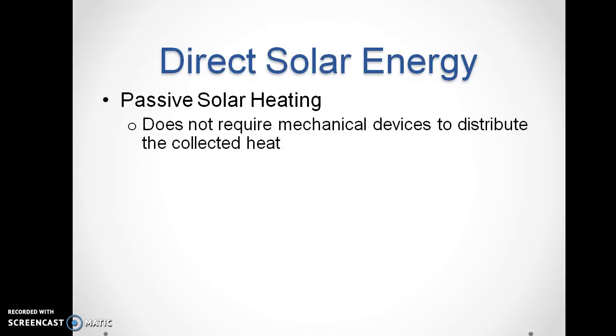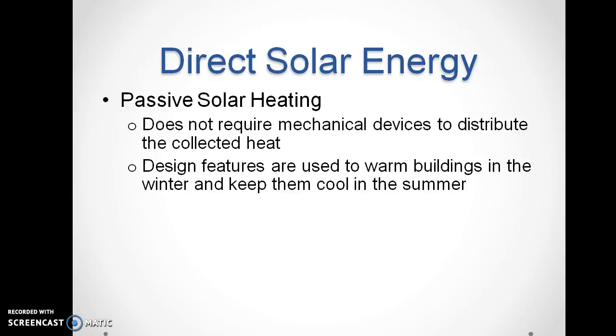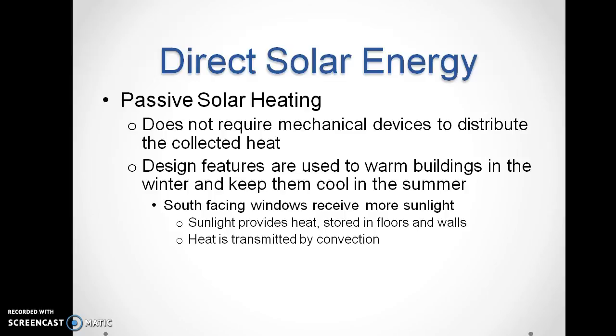The other thing I want to talk about quickly is something called passive solar heating. Passive solar heating is just good building design, is what it is. It doesn't require any mechanical devices. What you do is you design a building where you take advantage of features in the winter to keep the building warm and in the summer to keep the building cool. So it's things like putting in south-facing windows. South-facing windows will receive a lot more light, especially in the winter when the sun's angle is not as high in the sky. It's actually fairly low. So you want to get as much of the light into those south-facing windows as possible.